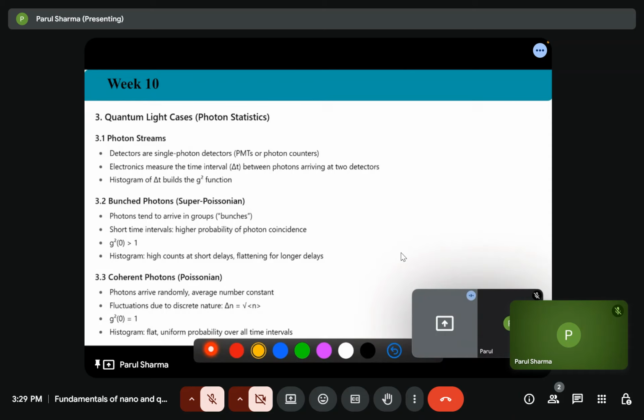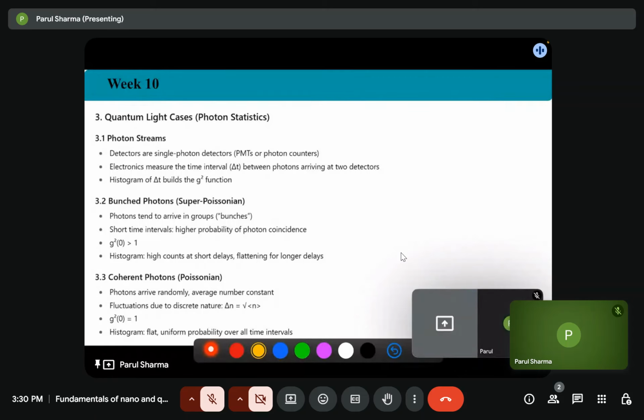For the bunched photons, that we talked about in the previous lecture, that is superposition and photon statistics, the photons tend to arrive in groups, and there is a short time interval. There's a high probability of finding a photon, and G2 is greater than 1. But for larger delta T, the histogram becomes flat. So the counter is high for short delays, then flattens for long delays.